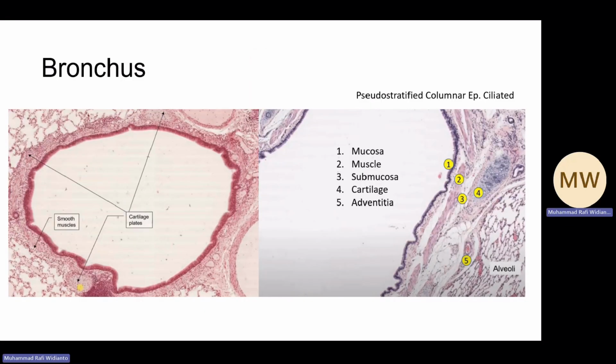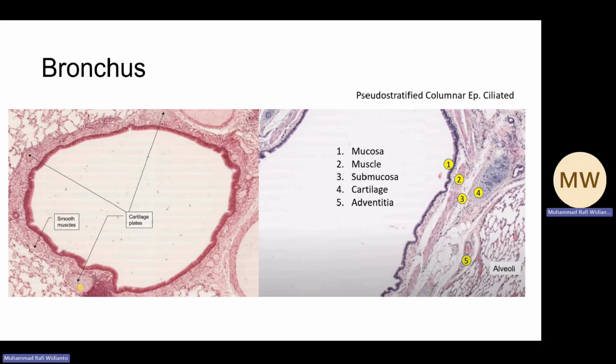Now we have the bronchus. Since I didn't really explain about the bronchus, because we started with the bronchiole, I'll explain it right now. So the bronchus basically has a similar structure with the trachea, except that the hyaline cartilage is not structured in rings. However, it is structured in cartilage plates.